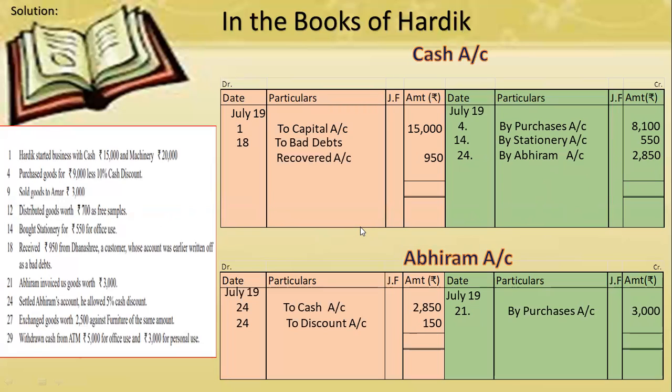Exchanged goods worth rupees 2,500 against furniture of the same amount. As this transaction is neither cash nor credit, no entry of it is recorded. Withdrew cash from ATM rupees 5,000 for office use and rupees 3,000 for personal use. Rupees 5,000 is withdrawn from the bank. So the journal entry is cash account debit to bank account. See in debit side, bank account rupees 5,000. The other 3,000 withdrawn was for personal use. So this transaction is not recorded.